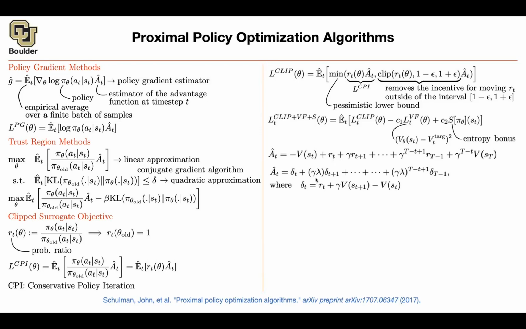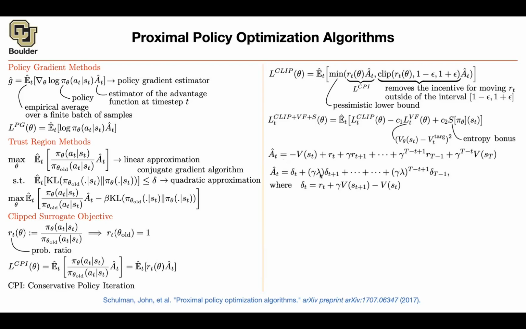You can go to the extreme. You can rewrite this formula using the telescoping rule and write everything in terms of the deviation r_t plus gamma V of s_{t+1} minus V. You can write it in terms of your delta, and you're just looking one step into the future. I'm going to leave it as an exercise of how you can do it. This is true when lambda is 1. As soon as lambda is 1, these two are equivalent.